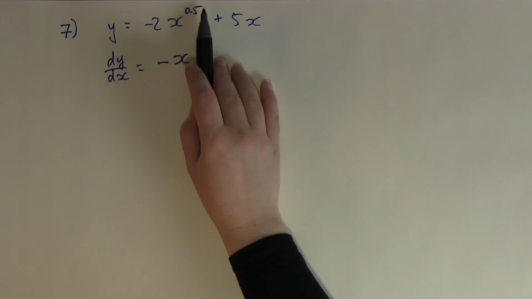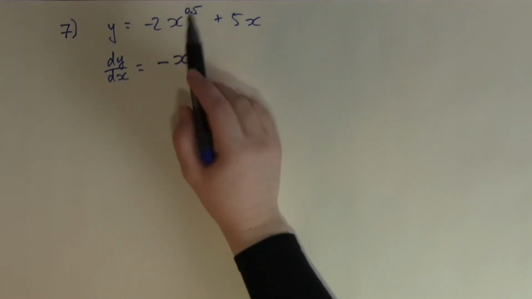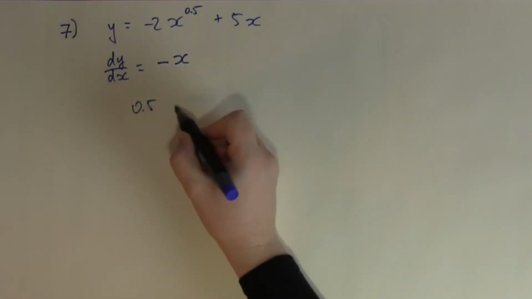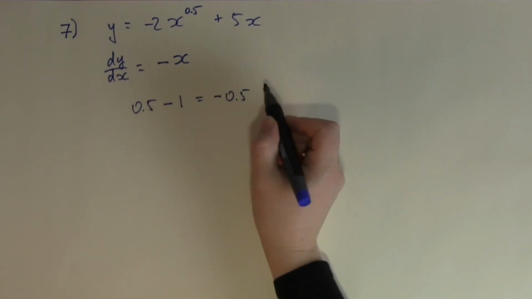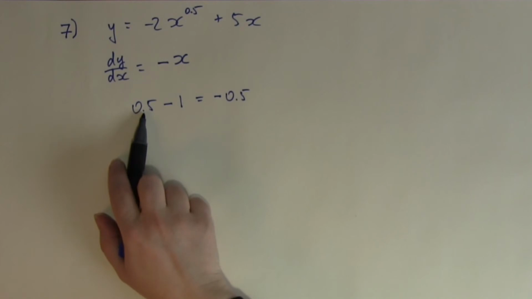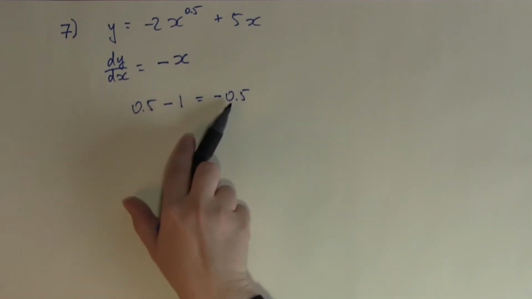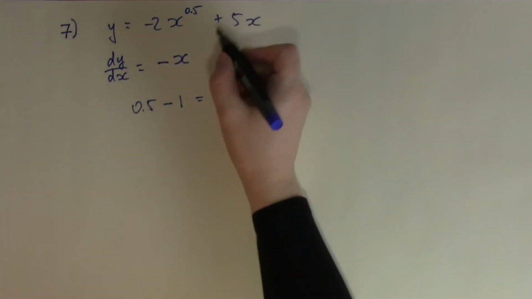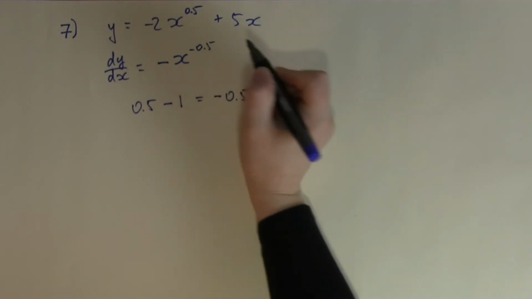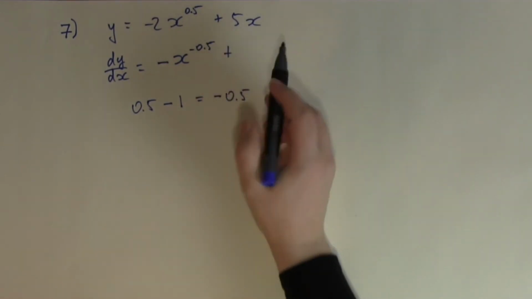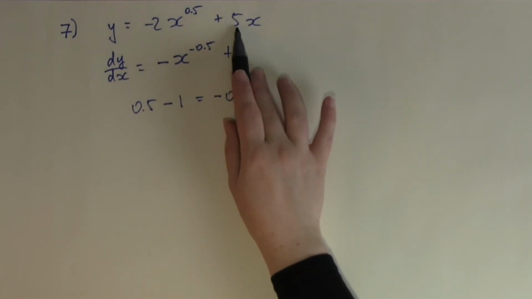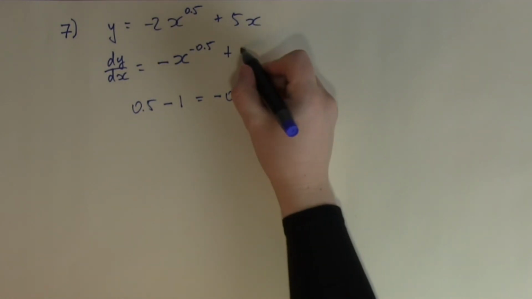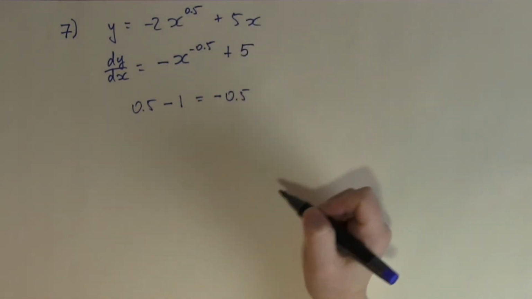And now lower the power by 1. So 0.5 take away 1 will give you negative 0.5. Remember, you've got 50 pence, you're taking away a whole pound, you end up with 50 pence debt. So to the power of minus 0.5 plus, what is the derivative of 5x? Well, x's derivative is always 1, and 5 is a constant multiplier which stays, so the derivative of 5x is 5.